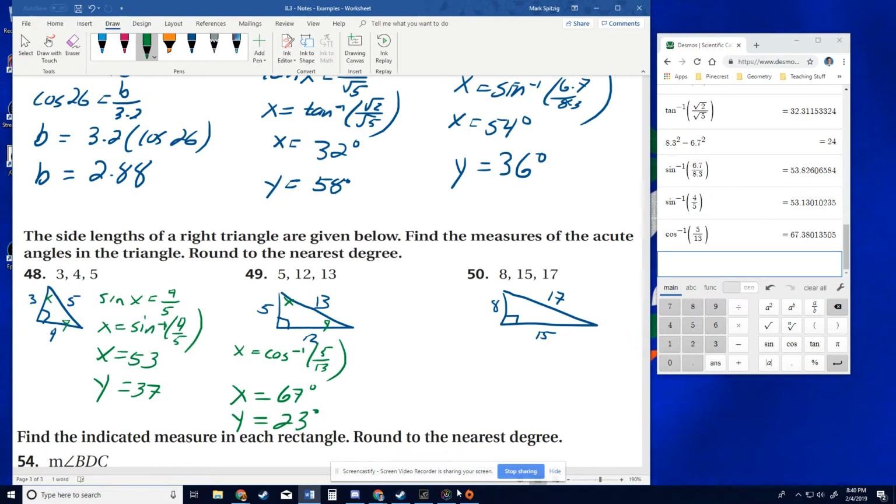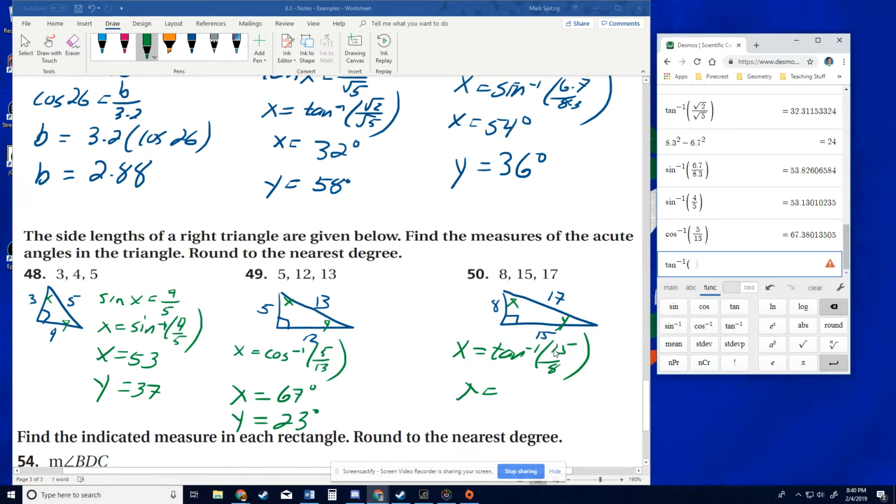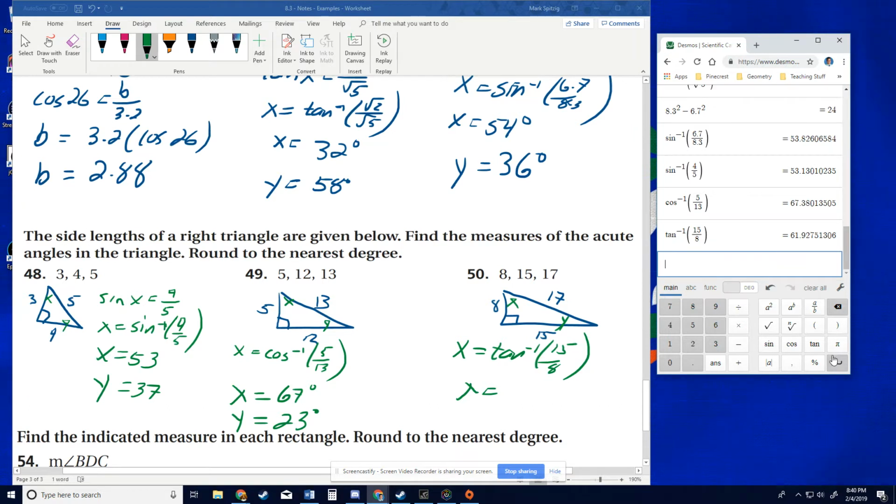Okay. And then finally, in this case, we'll use tan just because we can. All right, so we'll say that the angle x is going to be the inverse tan of the opposite 15 over the adjacent 8. So we know that angle x is going to be the inverse tan. Again, I just chose sine, cosine, tangent. I could have chosen any of the trig functions for any of them. And so that is 62 degrees. And so we end up with 28 degrees here for the other angle.